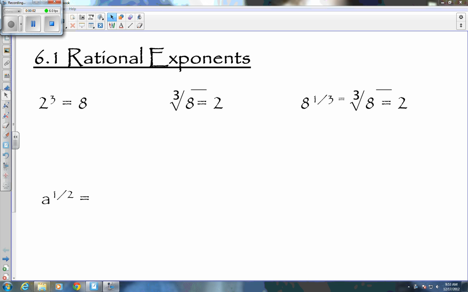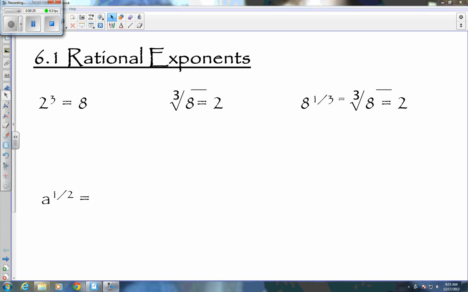Rational exponents. So the first thing we need to do is review what rational means when it relates to numbers. If I have a rational number, what can you tell me about it? Rational numbers. Rational versus irrational.